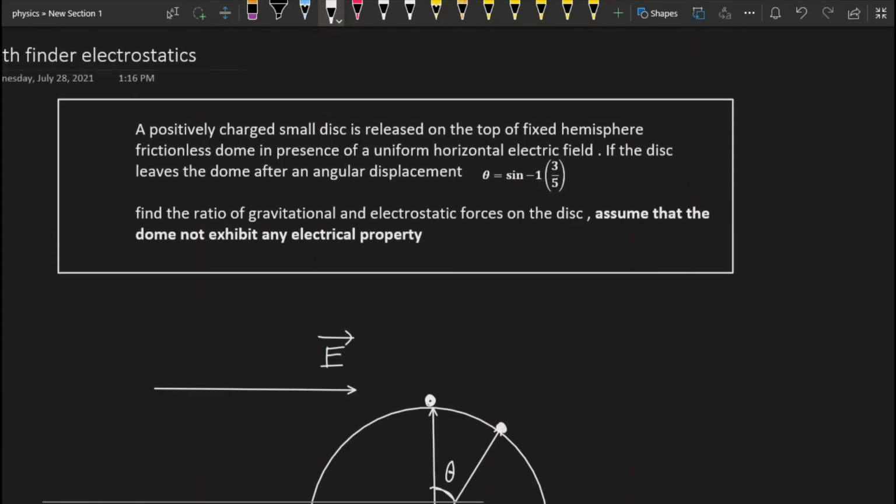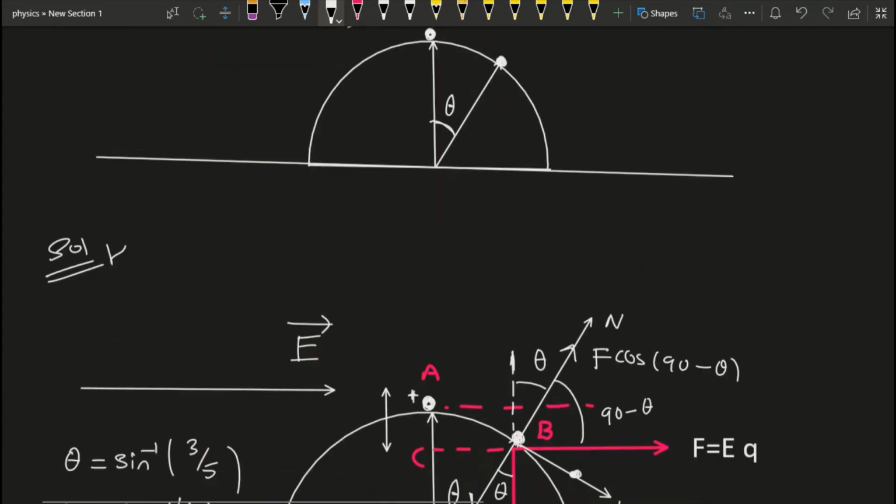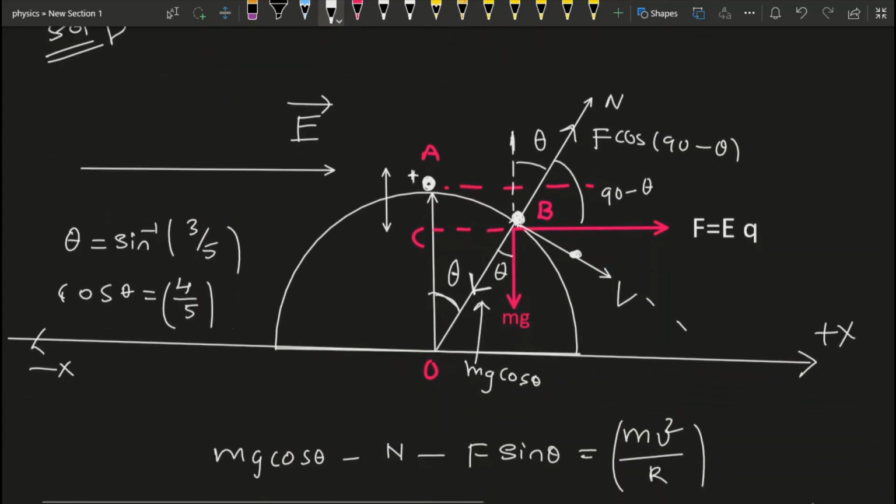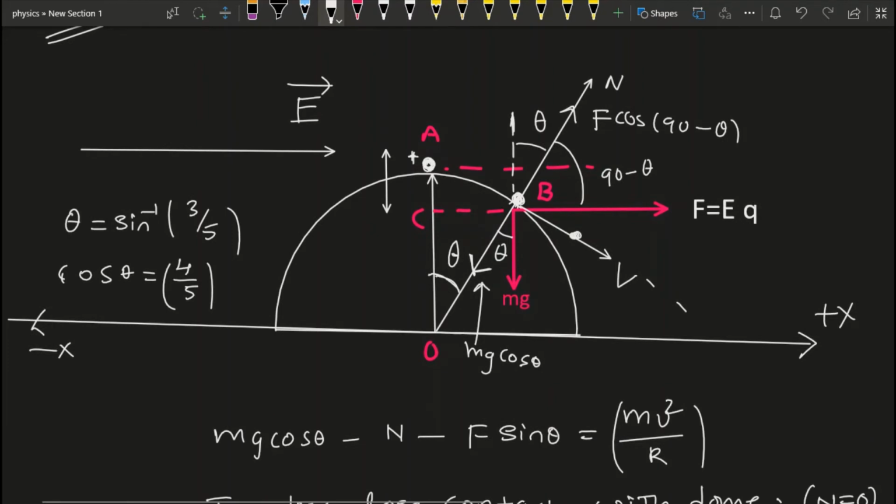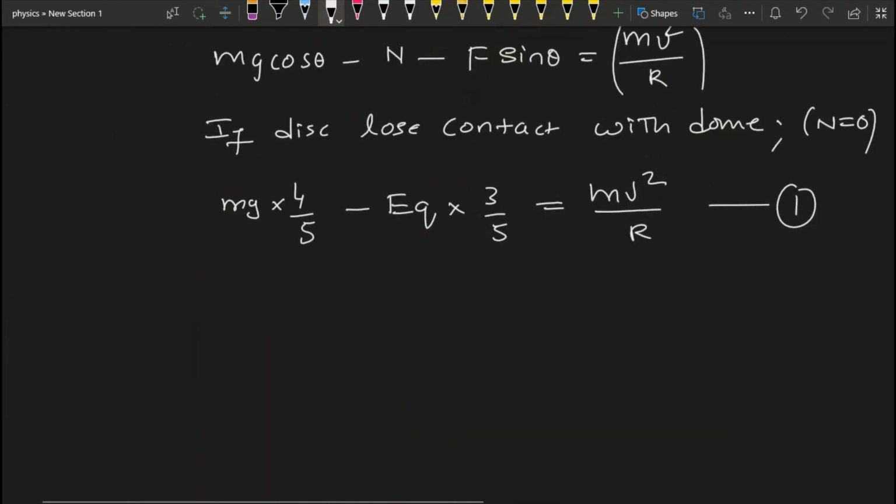Next, we have to consider another important equation here, that is the work energy theorem. You can apply the work energy theorem from A to B. So what is that? Work done by all forces is equal to change in kinetic energy. So you can apply this work energy theorem.